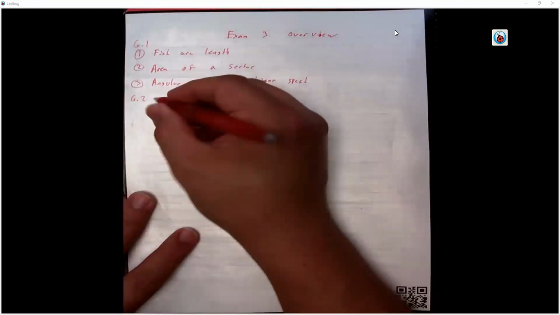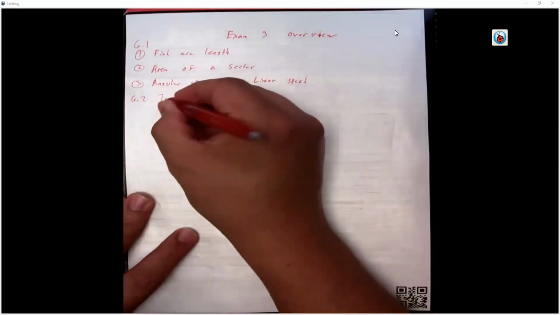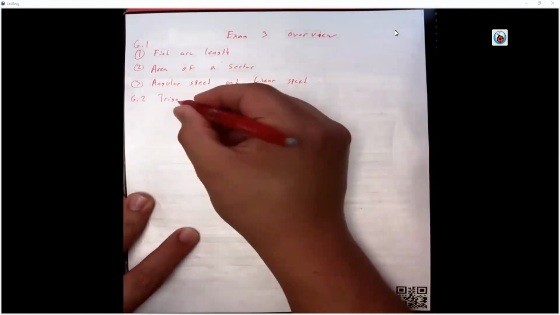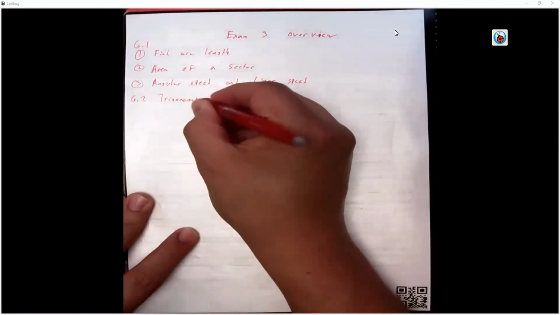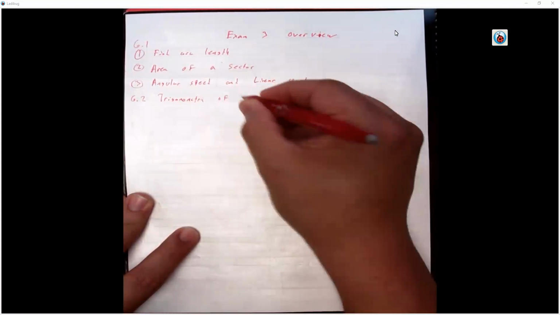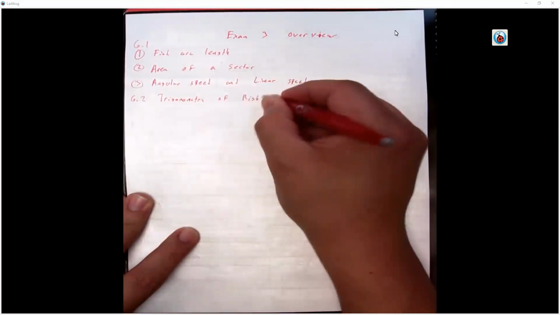6.2 was all the right triangle stuff. So trigonometry of right triangles.